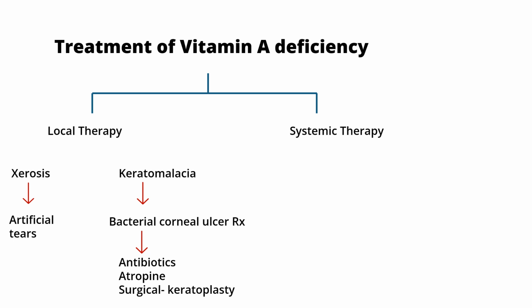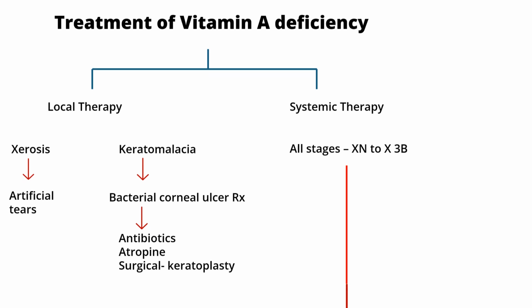You have to do systemic therapy, where you will treat every stage from XN to X3B. You will treat with vitamin A supplementation. Vitamin A supplementation can either be as a treatment or prophylaxis. Treatment is when you identify xerophthalmic features, you have to treat it. But there is also a dosage for prophylaxis that will go later.